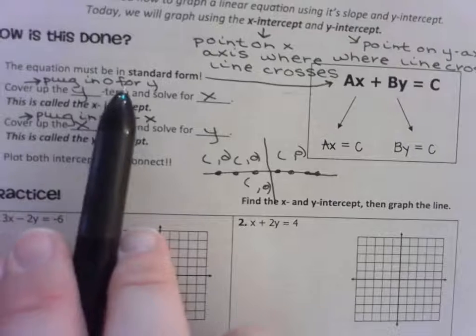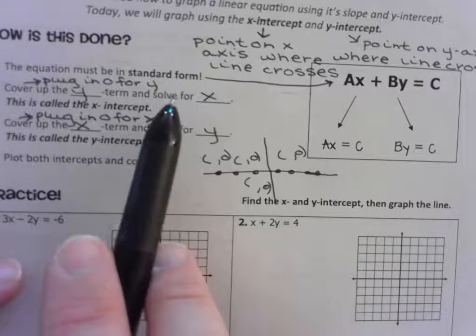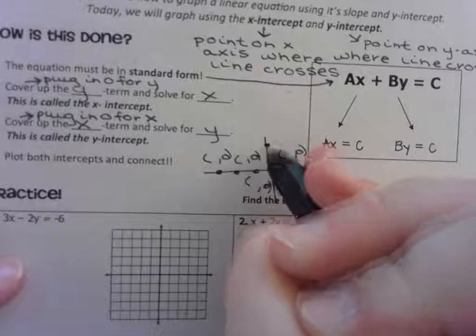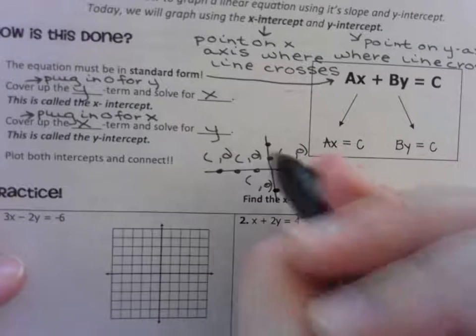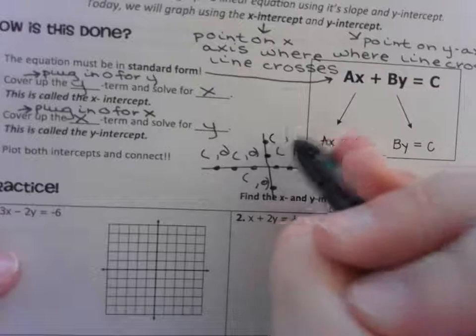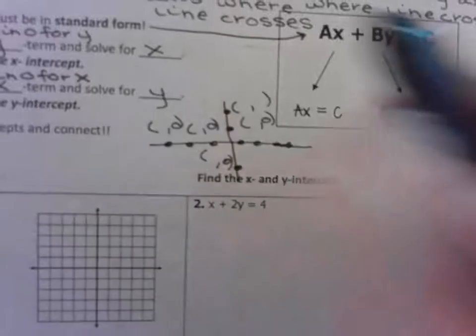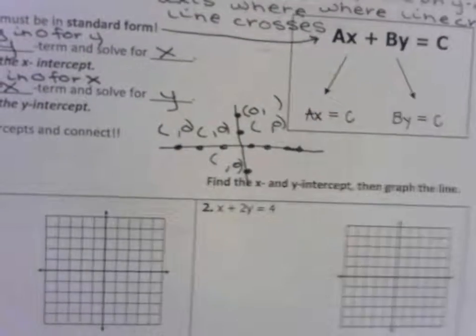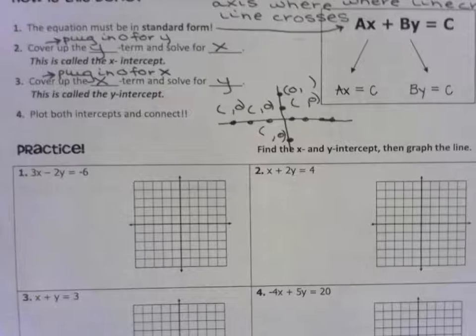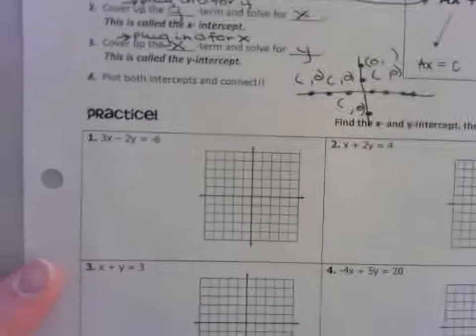That's why I plug 0 in for y to find the x-intercept. Same thought process for the y-intercept. If I put any point on the y-axis, what do I know? Any point on the y-axis will always have an x value of what? 0, because I don't go left or right any. If I'm looking for the y-intercept, it's a point on the y-axis, so my x value is always 0. That's why we can plug 0 in for x and y. And then we just plot both intercepts and connect.